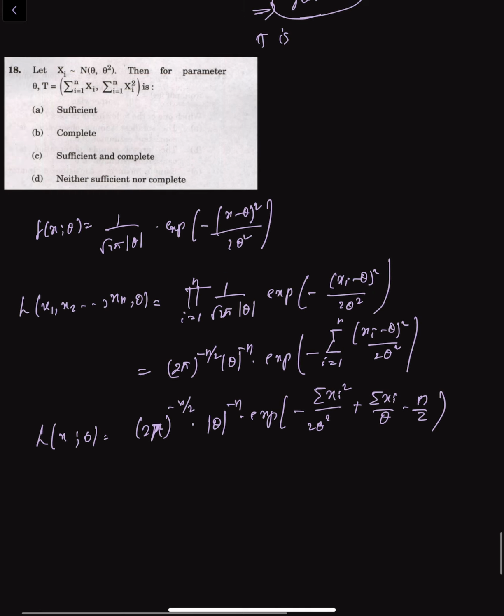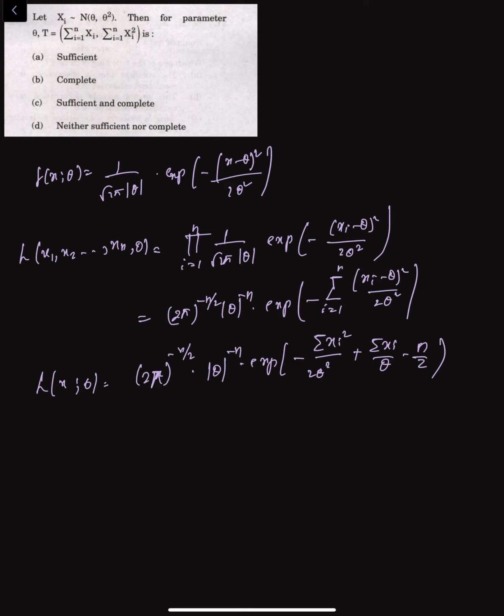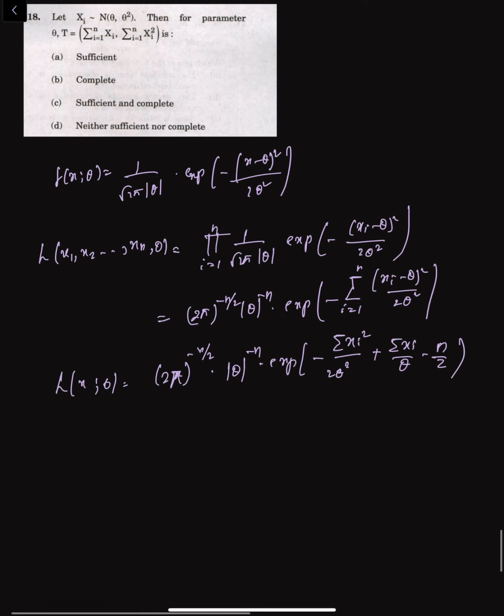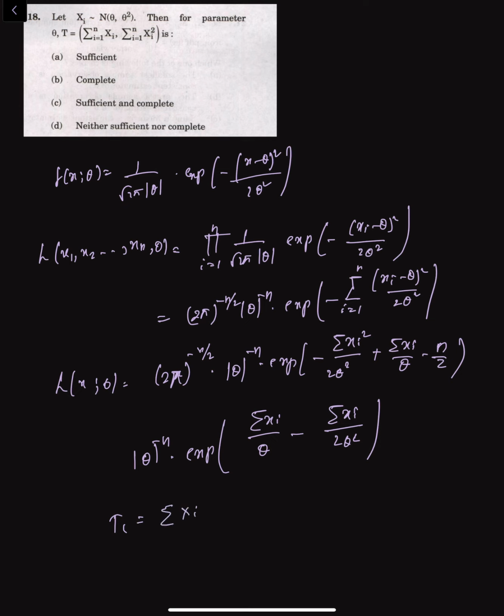So that means if we ignore the factors not dependent on the data, the dependence on the sample x and theta occurs only through this theta to the power of minus n into exponent of summation xi by theta minus summation xi square by 2 theta square. So that means T1, which is summation xi, and T2, which is summation xi square, are sufficient statistics.